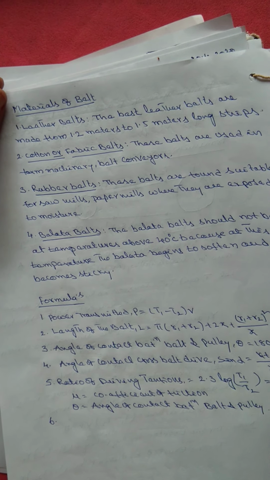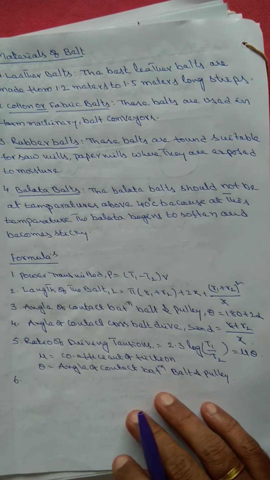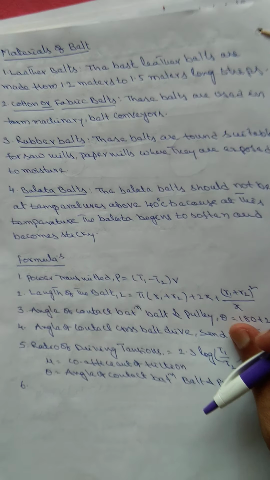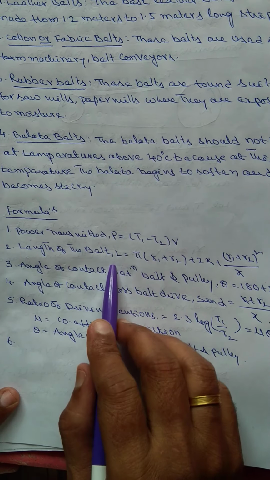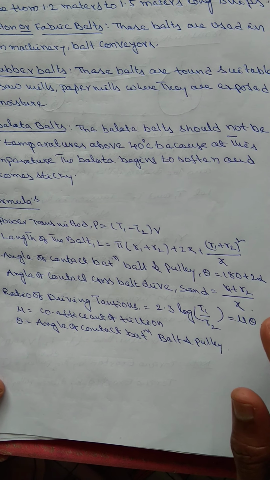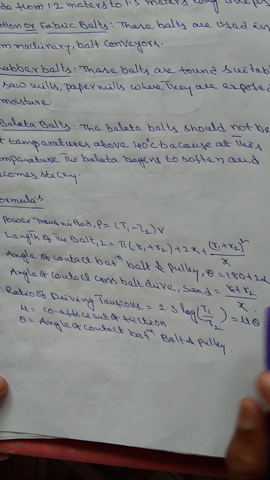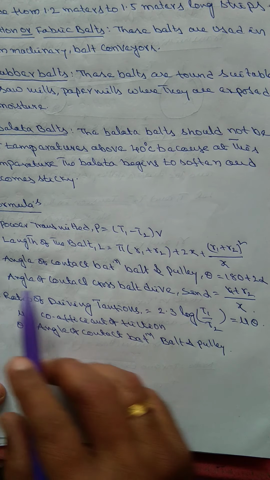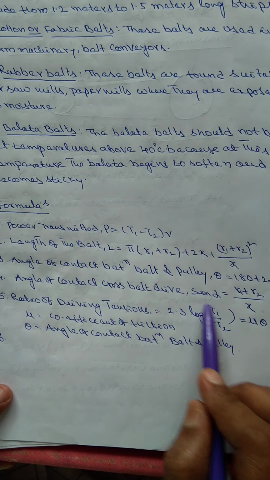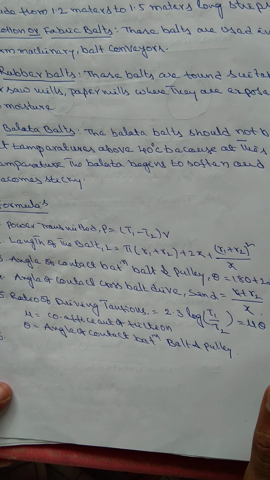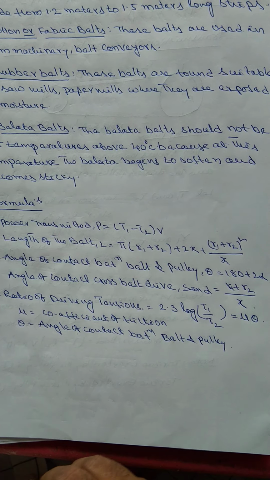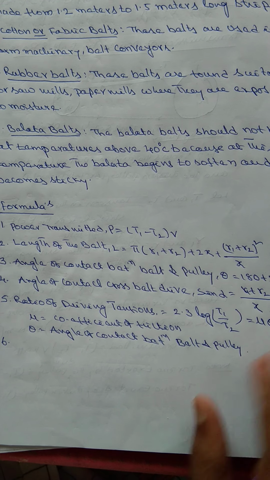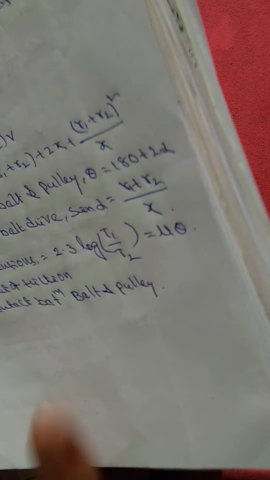Now some of the formulas we will see for ropes and belts. First formula, power transmitted P is equal to T1 minus T2 into V. Length of the belt L is equal to pi into R1 plus R2 plus 2x plus (R1 plus R2) whole square by x. Angle of contact theta is 180 plus 2 alpha. For a cross belt drive, sin alpha is R1 plus R2 divided by x. Ratio of driving tensions: 2.3 log T1 by T2 is equal to mu theta, where mu is the coefficient of friction and theta is the angle of contact between the belt and pulleys.